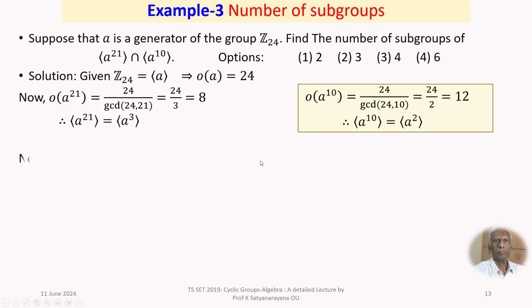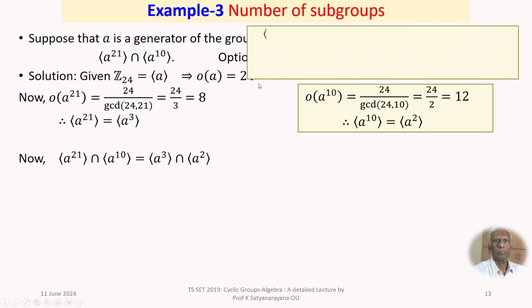Now we go for the intersection. The cyclic subgroup generated by a power 21 intersection the cyclic subgroup generated by a power 10 is equal to the cyclic subgroup generated by a cube intersection the cyclic subgroup generated by a square. Now you can physically take the intersection and say the answer also. I will show you how you can do without using any formula.